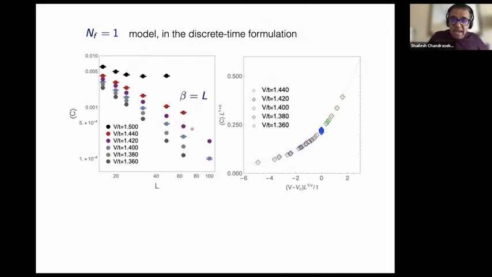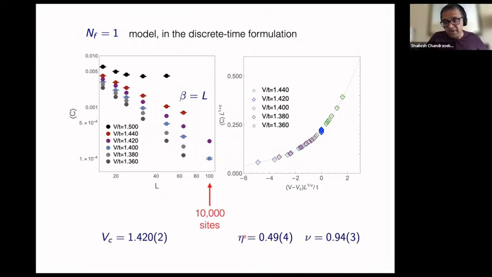And so here is the same model, but in a discrete time approach, right? And we do get back the same critical behavior in this discrete time approach. Now we were able to reach up to 100 by 100 lattice sites at really low temperatures. Again, beta equals L. And again, the critical exponents match.